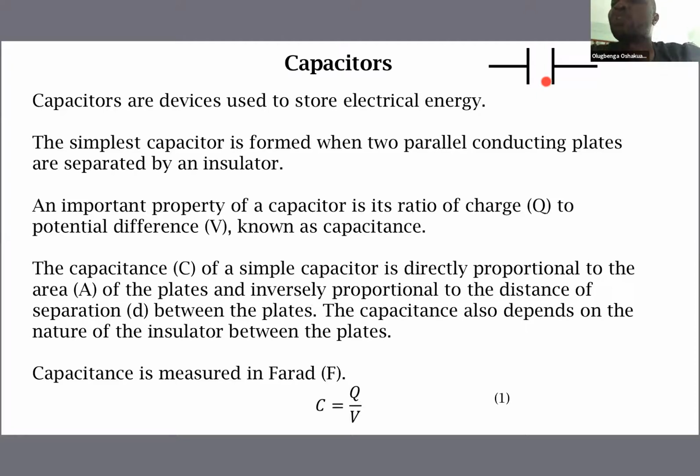So when you have two conducting plates, then you can say you have a capacitor. Then you connect the wires to the two plates. They can store charges. As long as they can store charges, then we can call them capacitors. So they can store electrical energy. Let me be specific about electrical energy here. The fact that the parallel plates can store electrical energy means we can call it a capacitor.